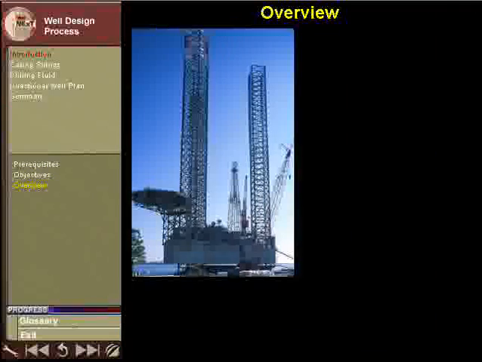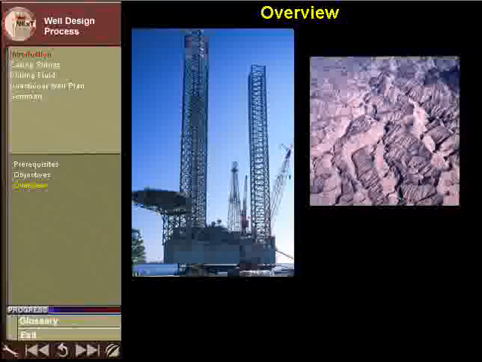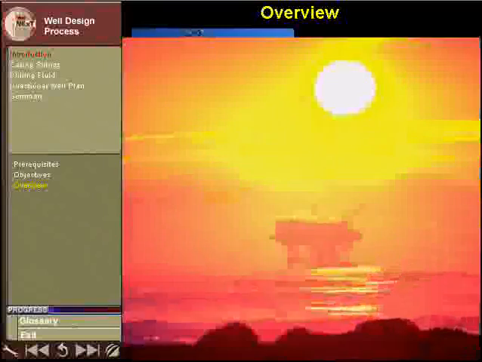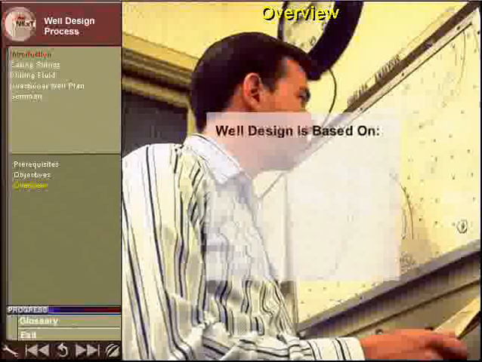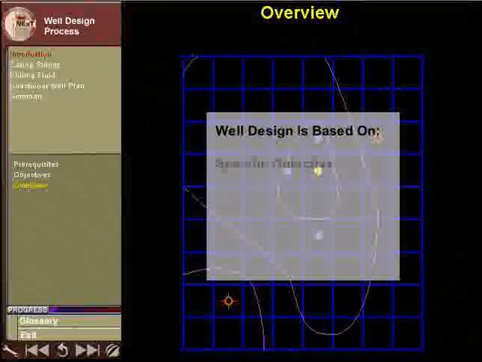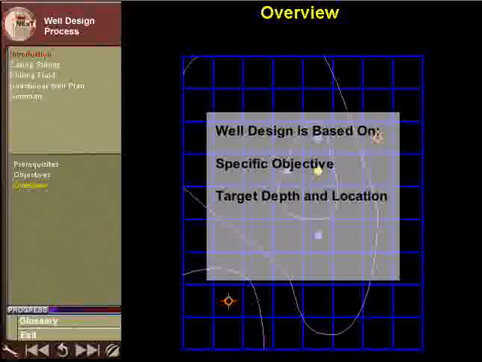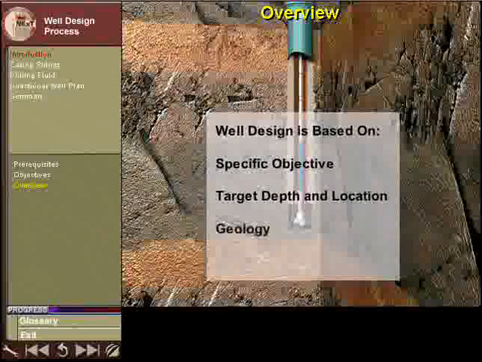Designing a well is a complicated process, and every well is carefully planned so that it will be safe, cost-efficient, and productive. The drilling engineer is responsible for designing the well based on the following information: the objective of the well, the depth and location of the target, the geological cross-section, and the pressure of the fluid in the formation pores.